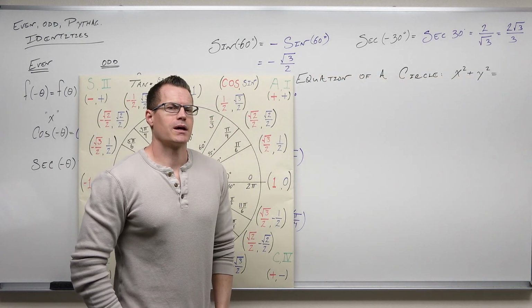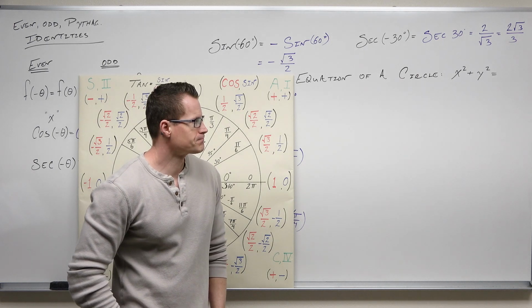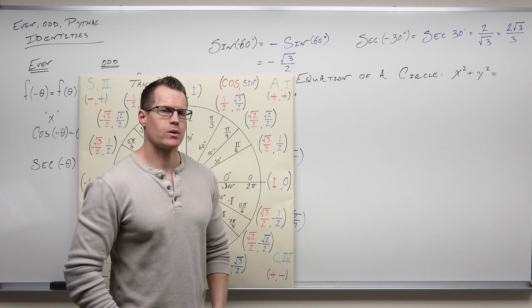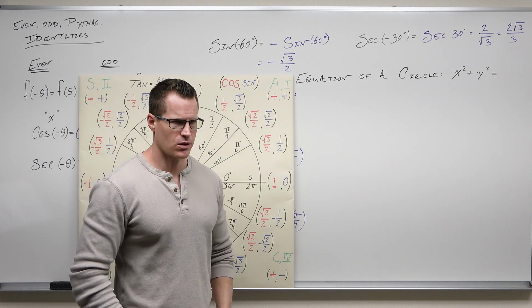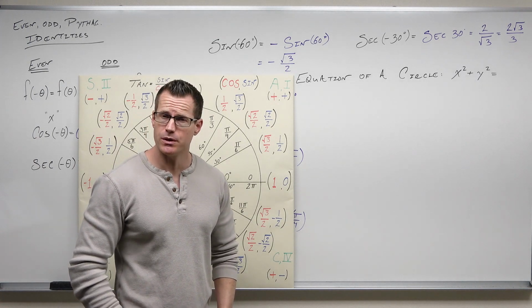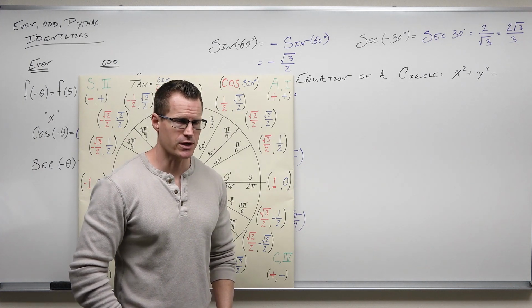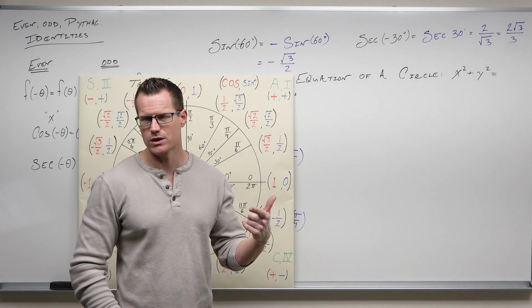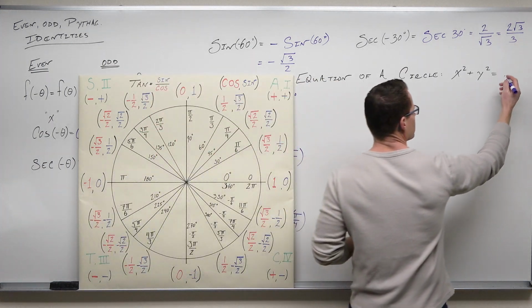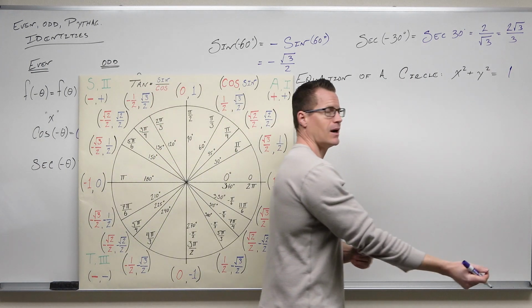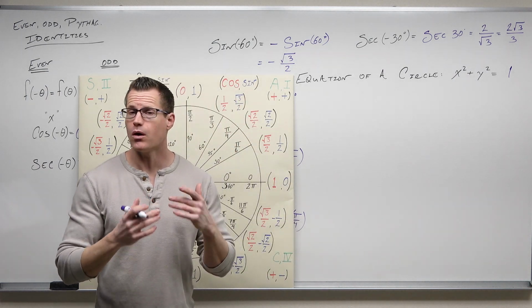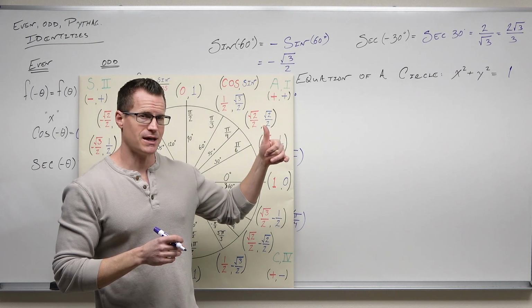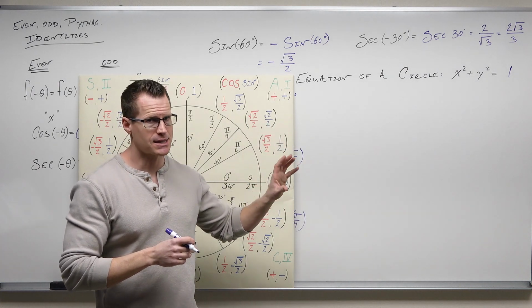So let's take a look at the equation of a circle. Now, the equation of a circle is x squared plus y squared equals r squared in general. But on a unit circle, it's x squared plus y squared equals 1 squared, because the radius would be 1, or 1 squared is just 1. Now, this is quite interesting because we also know on a unit circle that cosine of theta is x and sine of theta is y.